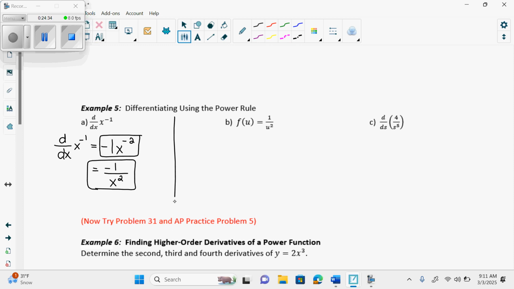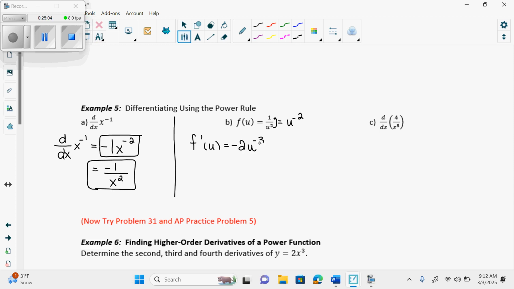Okay, how can I do power rule with b? Could I do quotient rule? Yes, but I want to use power rule. You bring the u squared up. What does it become? u to the negative 2. So f prime of u equals what? Take the negative 2, drop it in front. u to the what?